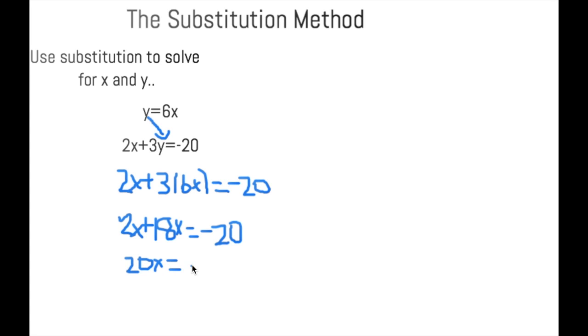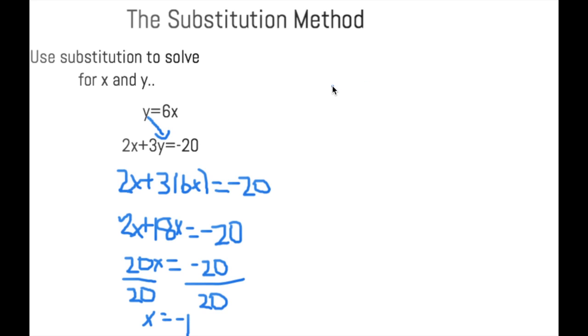equals negative 20. And you're going to need to isolate your variable to get x, so you have to divide by 20. And negative 20 divided by 20 is negative 1. So x equals negative 1. And you think you're done, but you're not, sadly.